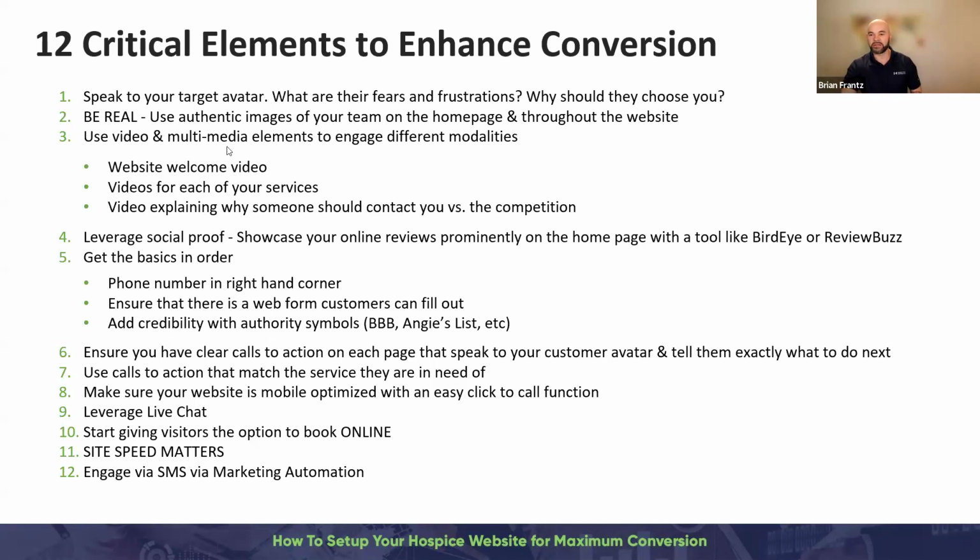So the 12 critical elements to enhance the conversion of your website. Number one is you have to speak to your target avatar, right? Your website needs to be written in a way that talks about the benefit to the visitor. A lot of the time, the website is just full of text and technical mumbo jumbo that people don't connect with. So you really have to think about your customer avatar. What are their fears and frustrations? Why should they choose you over the competition?